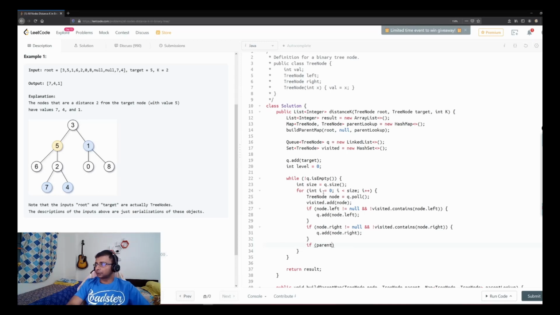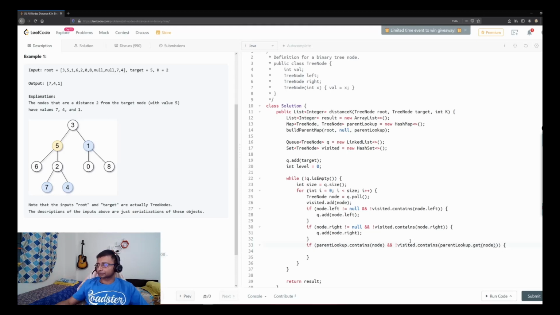So first we need to check that we have created a map over here, right? Parent lookup map. So if the parent lookup map contains this node, that means we have the information about its parent. We should also ensure that the parent is not contained in the visited. So not visited.contains(parentLookup.get(node)). What I am ensuring is that the parent lookup map contains information about this node's parent, and it has not been visited earlier. So here I checked with the key, here I got the value and am checking against the value whether it has been visited or not.